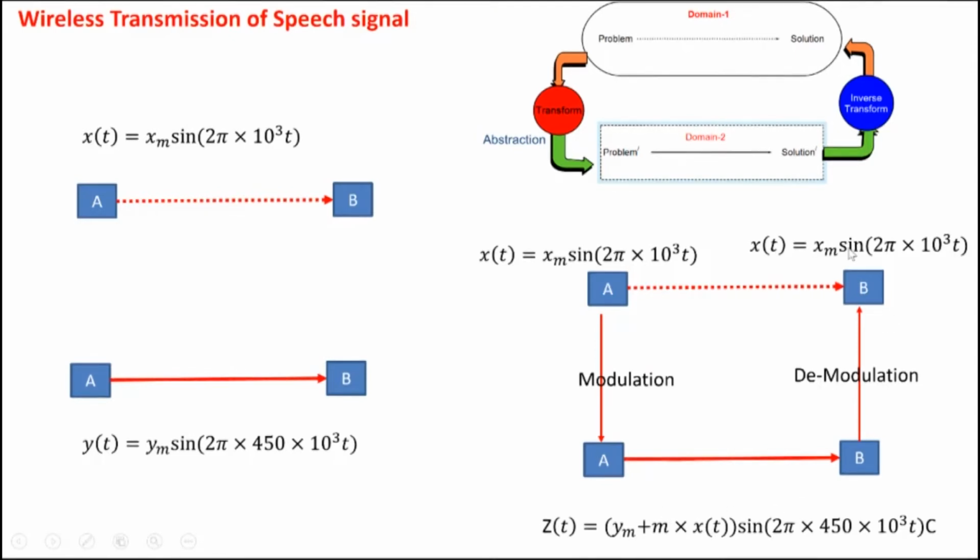So we see the concept of modulation, the concept of demodulation, and a general problem solving methodology. This enables us to wirelessly transmit a low frequency speech signal over long distances by employing a high frequency signal, which is a carrier wave. It carries the low frequency speech signal on top of it. So in this amplitude, the low frequency signal is embedded, and we're able to do that.